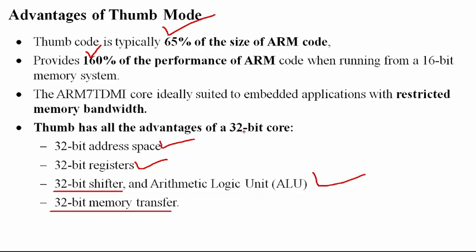and it is ideally suited for memory constraints, wherever there are restricted issues with the memory, or the memory will be less. So in those applications we can use thumb mode. Okay, so these are all the advantages of the thumb mode. Now we will see how ARM mode and thumb mode are different with respect to architecture.